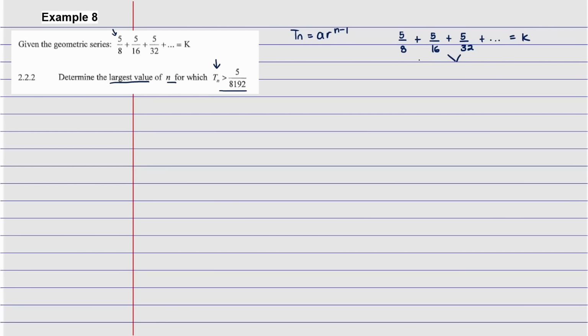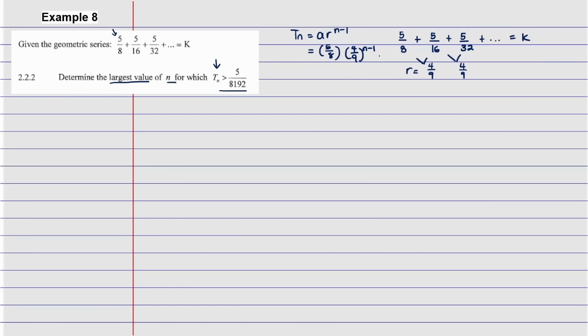So now we know how to find our ratio: it's going to be 5 divided by 32 divided by this one, and you're going to get 4 over 9, right? And also, if you say 5 divided by 16 divided by 5 divided by 8, you're going to get 4 over 9. So we see that r is equal to 4 over 9. So let's substitute. So it's going to be 5 divided by 8, then it's going to be 4 over 9 to the power n minus 1, right?